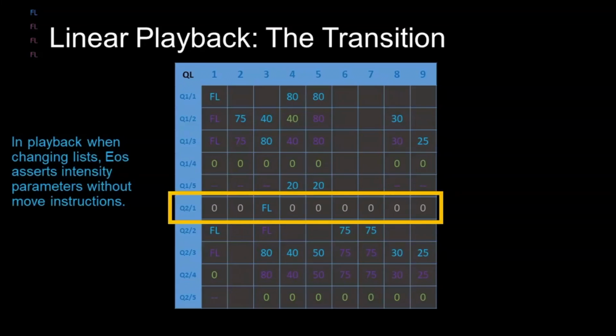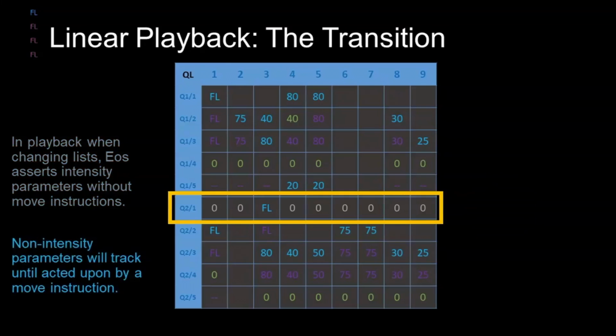So that will make sure that the entirety of Q2/1 for intensities looks the same, right? And so that's another smiley thing, right? We don't have to worry about what order we put these cue lists in. It will play back as if Q2/1 was the first cue we've ever played. However, we only do that for intensities, right?